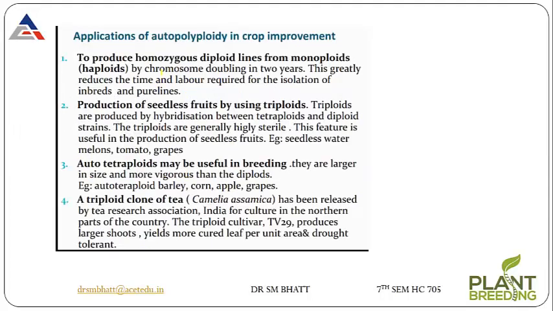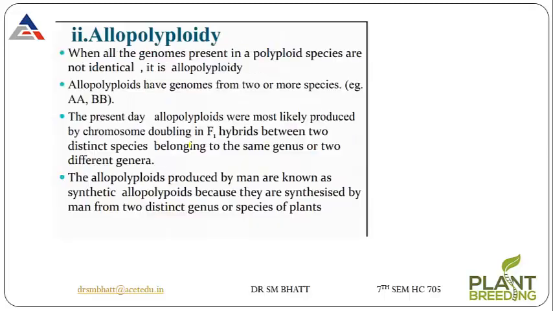These are the autopolyploids which we can create by mutation, and they are helpful in crop improvement. Autotetraploids may be useful in breeding. Triploid clones of tea have been developed, producing triploid lines from monoploids that produce seedless fruit. The most important use is production of seedless fruits using triploids, because triploids are sterile and will not produce any seeds. That's why we have seedless watermelon, tomato and grapes. Triploids are generally highly sterile.